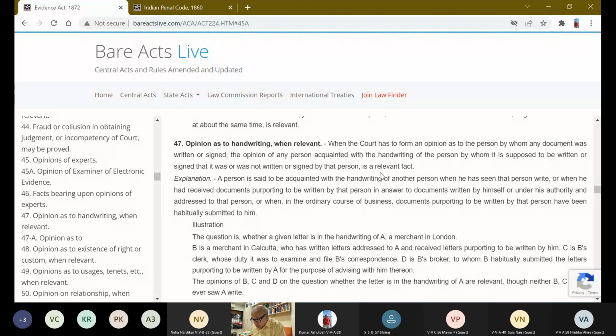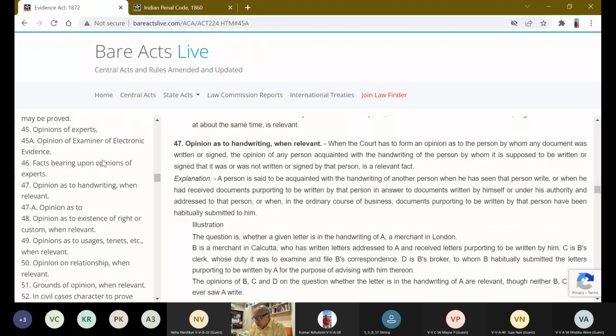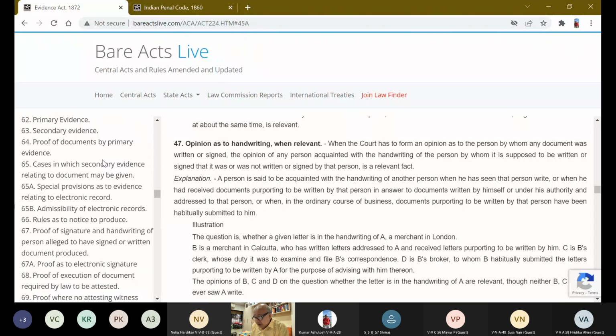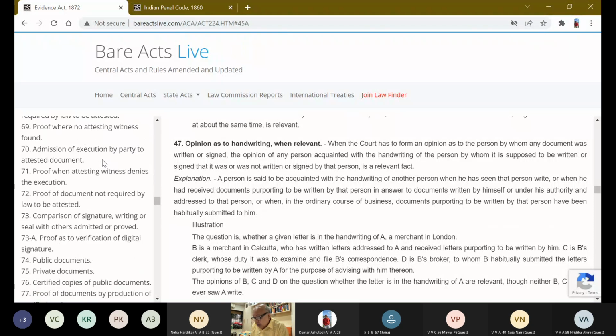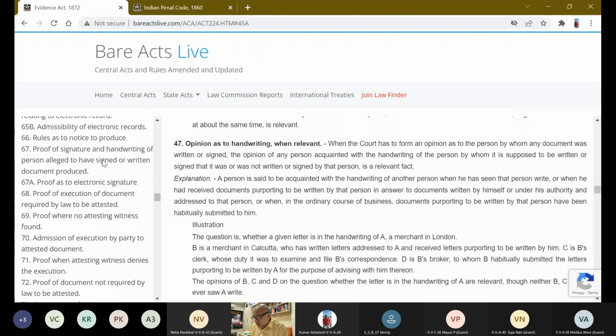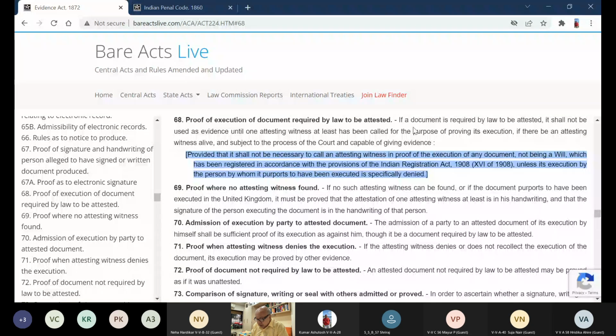Read section 68 of the Evidence Act: proof of execution of a document required by law to be attested. If a document is required by law to be attested, it shall not be used as evidence until at least one attesting witness is called for the purpose of proving its execution. So that is the minimum witness you must examine. If that witness is not available, has died, then what will you do?